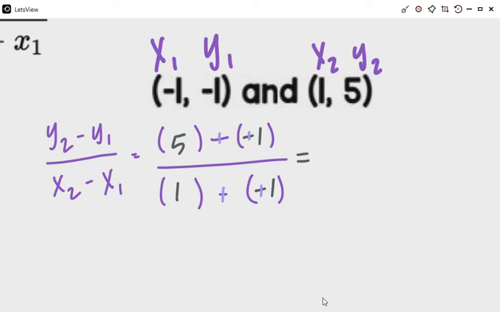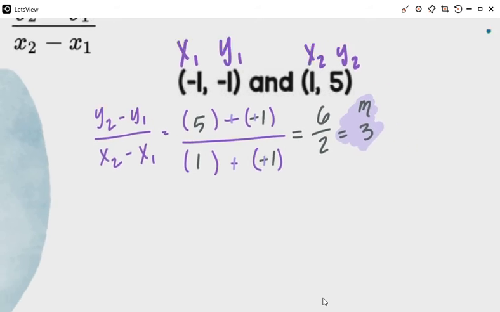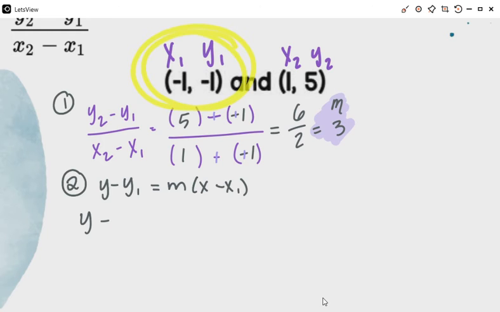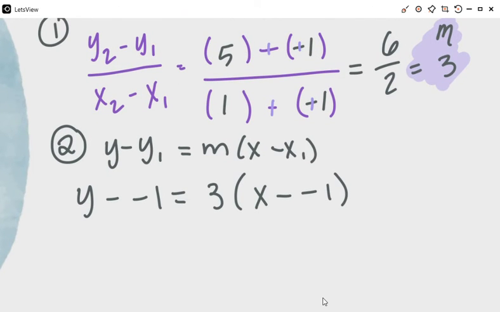5 plus 1 is 6. 1 plus 1 is 2. And 6 divided by 2 gives us 3. So our slope right here is 3. So that was step 1. Step 2, we're going to plug into point-slope form. So we have y minus, use that first point, y1 is -1. Our slope is 3. x minus x1 is -1. Okay, adjust these double negatives like that.